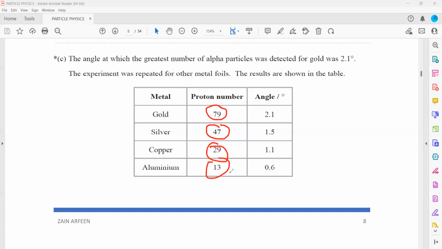So why is it that in the case of aluminum, the alpha particle has the least deviation, but in the case of gold, the angle of deviation is more? What is the reason? Because gold contains 79 protons, so a strong electrostatic force is there as compared to aluminum, which has only 13 protons.